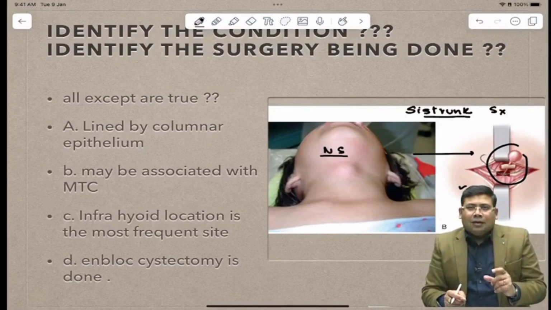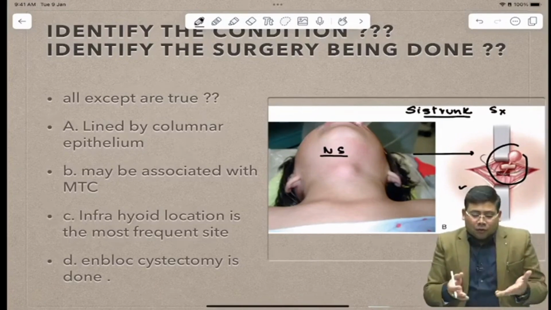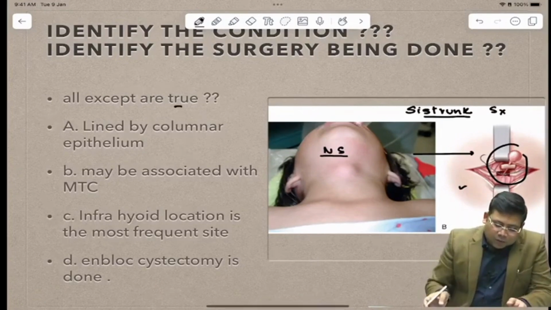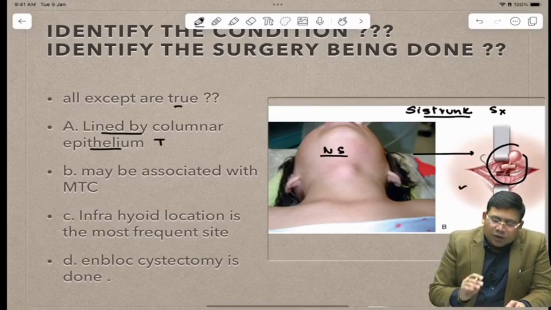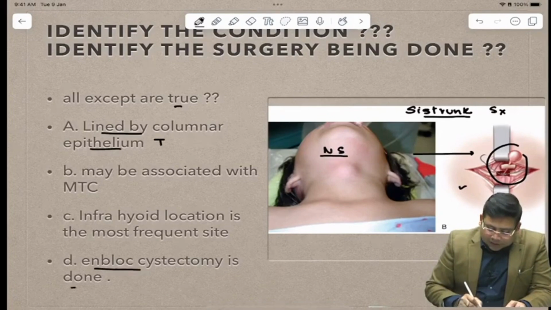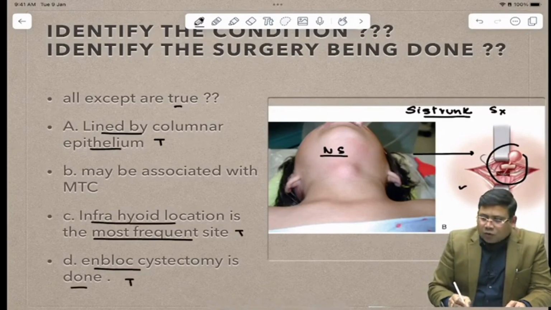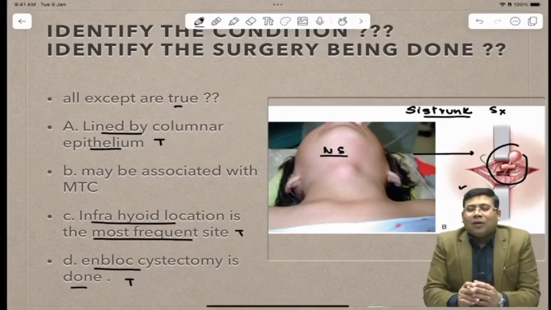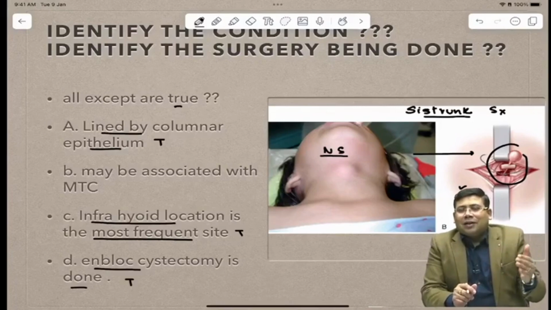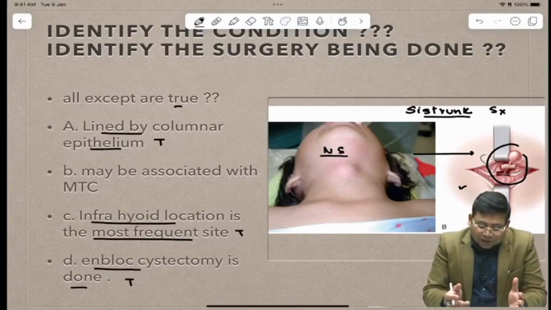The question says all except are true, so let us read it. They are lined by columnar epithelium, absolutely true. En bloc cystectomy is done, absolutely true. Infrahyoid location is the most common site, absolutely true, because they are mostly resting around the hyoid. So infrahyoid, juxtahyoid and suprahyoid are the three locations that we have.